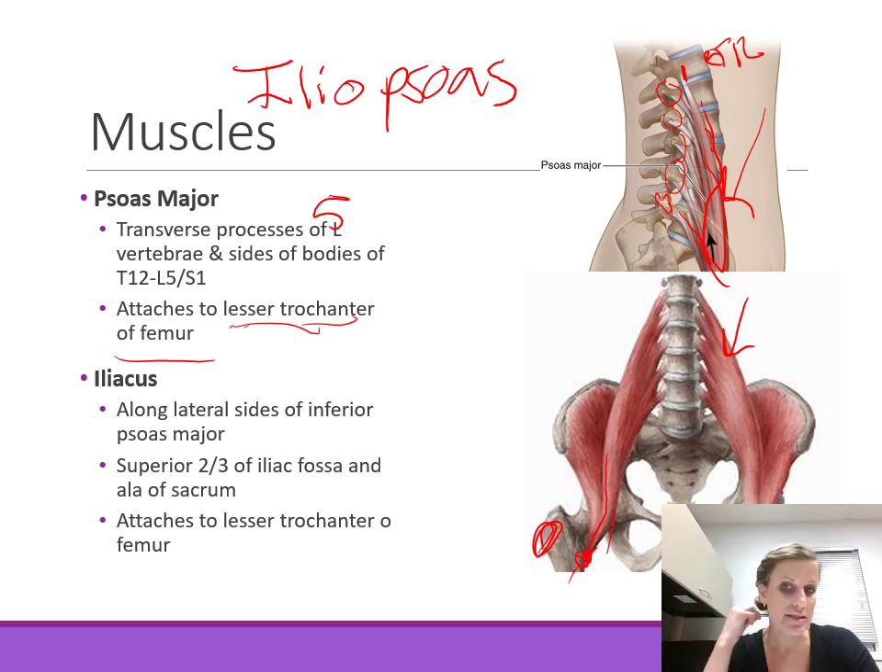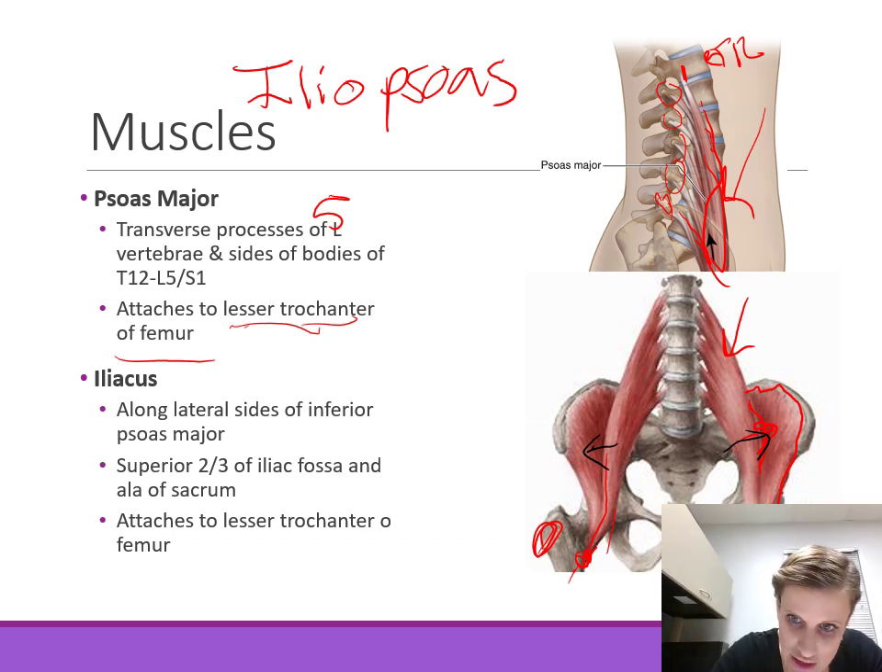The iliacus extends from the lateral sides of the inferior portions of the psoas major. So you can see it here. Okay, it's going out laterally from the psoas major. It attaches to the top 2/3 of the iliac fossa. So the iliac fossa is the little depression in the ilium up here.